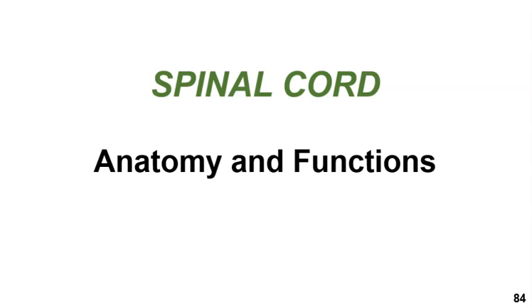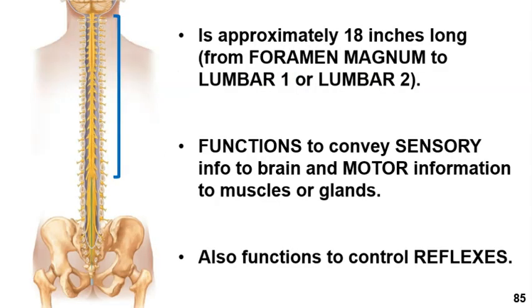So we will finish our discussion of the central nervous system with a brief look at the anatomy and functions of the spinal cord. The average adult spinal cord is approximately 18 inches in length, extending from the foramen magnum at the base of the occipital bone, all the way down to the first or second lumbar vertebra in the vertebral column. The spinal cord is not the entire length of the vertebral column because the spinal cord does not grow significantly after the first or second year of life.